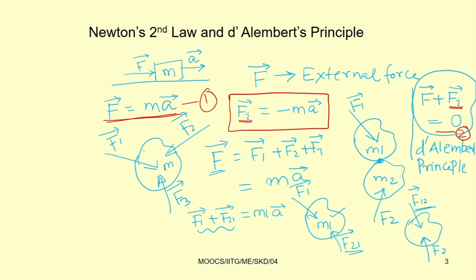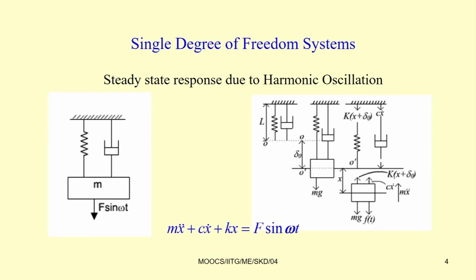Later we will see the generalized D'Alembert principle also. If a number of degrees of freedom are there, for each degree of freedom we first have to find what is the inertia force acting. Then, the external force plus the inertia force, we have to make equal to 0 to find the equation of motion. So, now you know Newton's second law and D'Alembert principle. Let us apply them to some systems and study the equation of motion of the system.